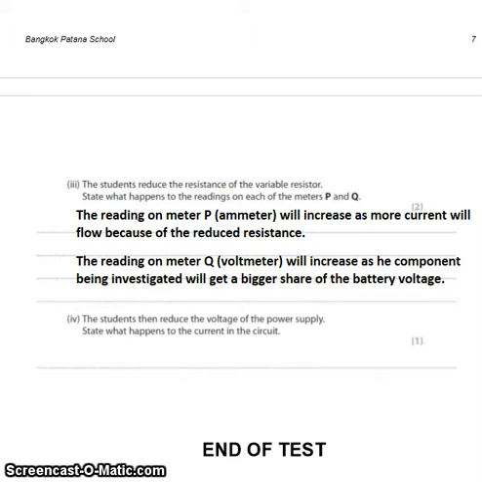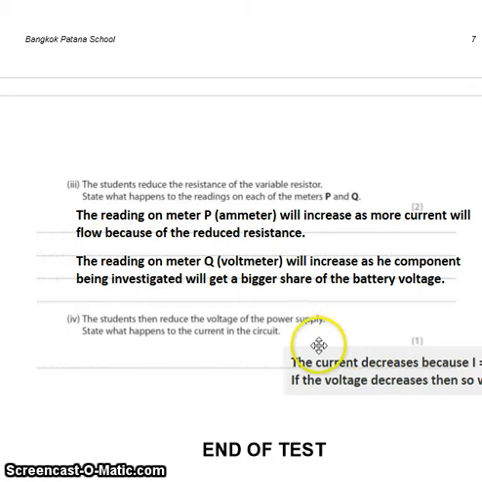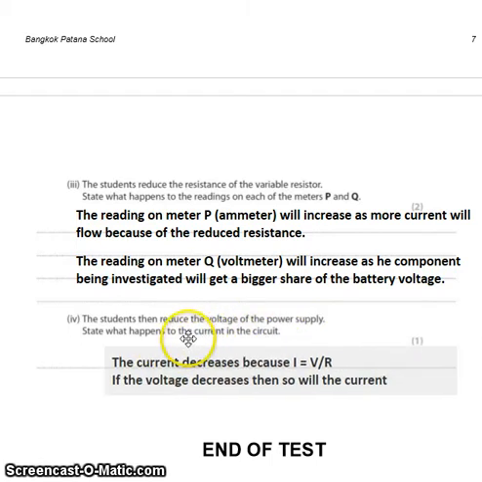The students then reduce the voltage of the power supply. What will happen to the current in the circuit? Well, current is directly proportional to voltage for a resistor. The current will decrease because I is V over R. So if you decrease the voltage, you also decrease the current. And that will work for pretty much all components.